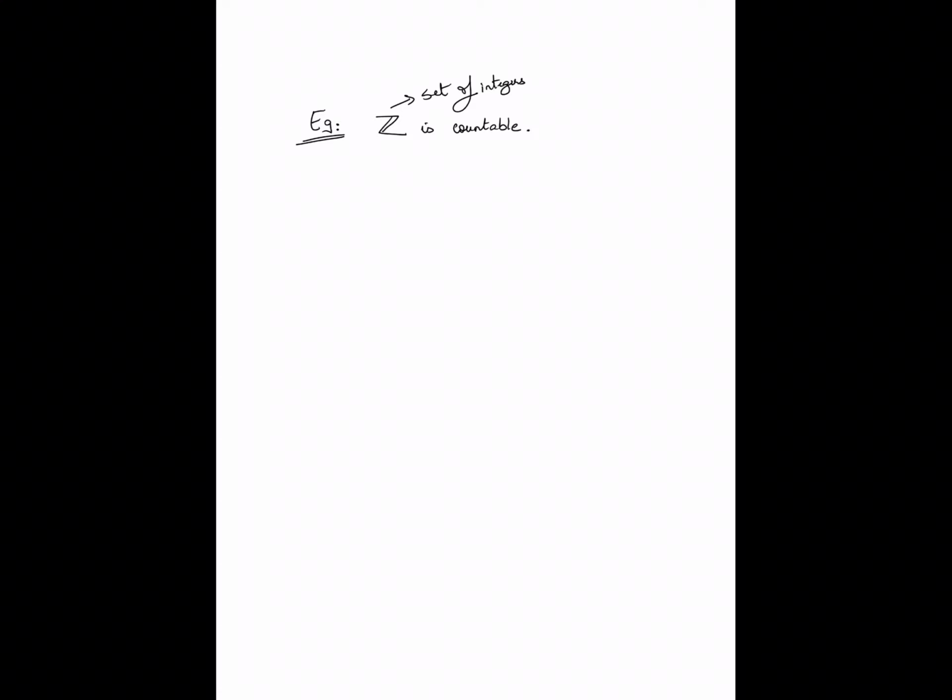Okay, so how do I demonstrate that Z is countable? Well, I have to demonstrate a function from the natural numbers to the integers, which is basically a bijection. So we need to show, or rather to construct, f that maps the natural numbers to the integers such that f is a bijection.